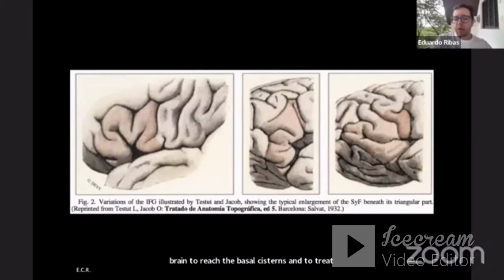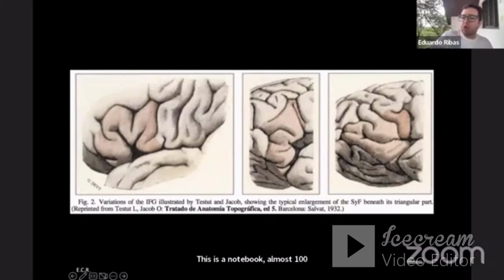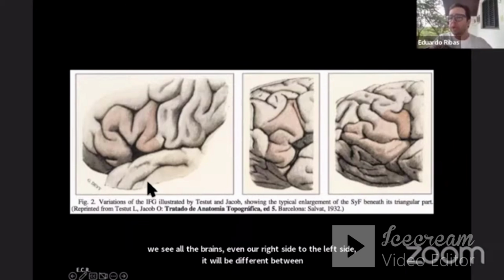This is a notebook, an almost 100-year-old book, and it has this notion of lack of consistency. If we see all the brains, even from our right side to the left side, it will be different between everybody. And these differences we have to consider in our plan, in our blueprint of the brain.